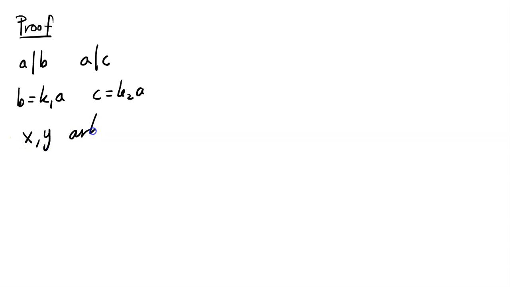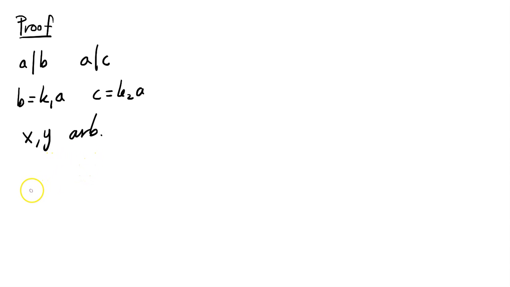Okay, so we assume that a divides b and a divides c, since those were the preconditions in the theorem. And that means that b is equal to k1 a, because the meaning of this is that there exists some number k1 that we can multiply by a to get b. And the meaning of this is that there exists some number k2 that we can multiply by a to get c. So this is just the meaning of the definitions. And here k1 and k2 are just some integers. Now let x and y be arbitrary numbers.